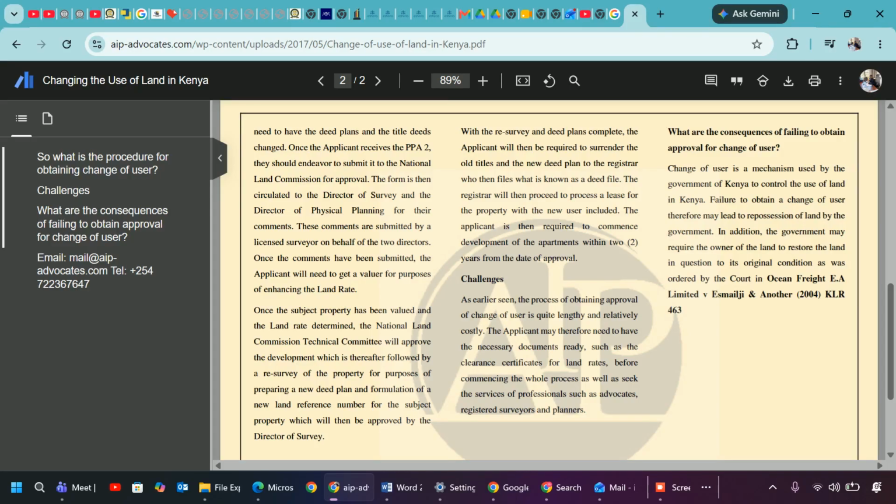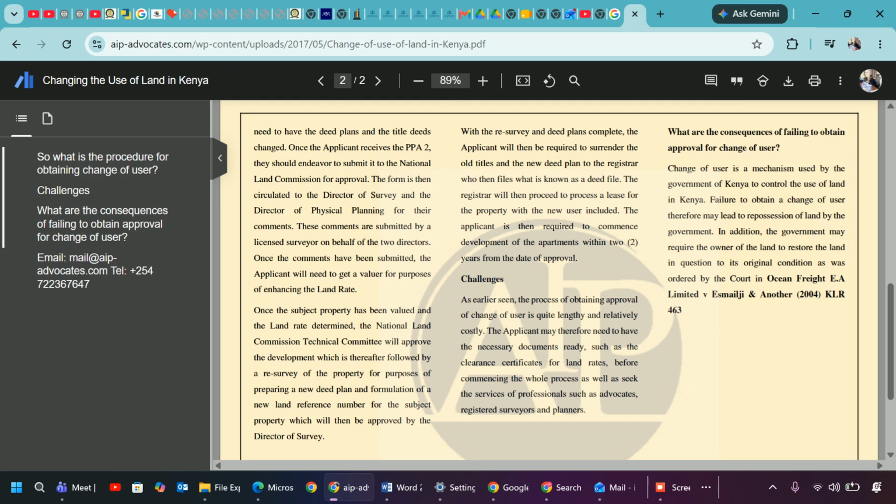The National Land Commission gave the job to the Director of Survey and Director of Physical Planning for their comments. Then we can say another entity being involved is the National Land Commission Technical Committee that will now approve the development, and is therefore followed by a resurvey of the property for purposes of preparing a new deed plan, because we had submitted our deed plan, but now they want to prepare a new deed plan and formulation of a new land reference number for the subject property, which will then be approved by the Director of Survey.